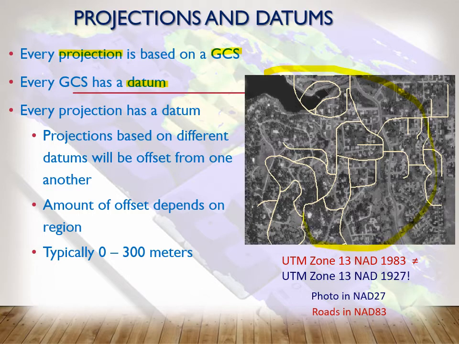And this figure right here, we are looking at the difference between NAD 83 and NAD 27. The photo is in NAD 27, but the roads are in NAD 83. So you could have an offset of up to 300 meters, depending on where you are in North America, if you use different datums. Now you have the option in ArcGIS to change datums. You have to have a formula or calculation that's already in ArcGIS to change that. But nonetheless, it's really a good practice to have most of your data in the same datum and even in the same geographic coordinate system and projection.